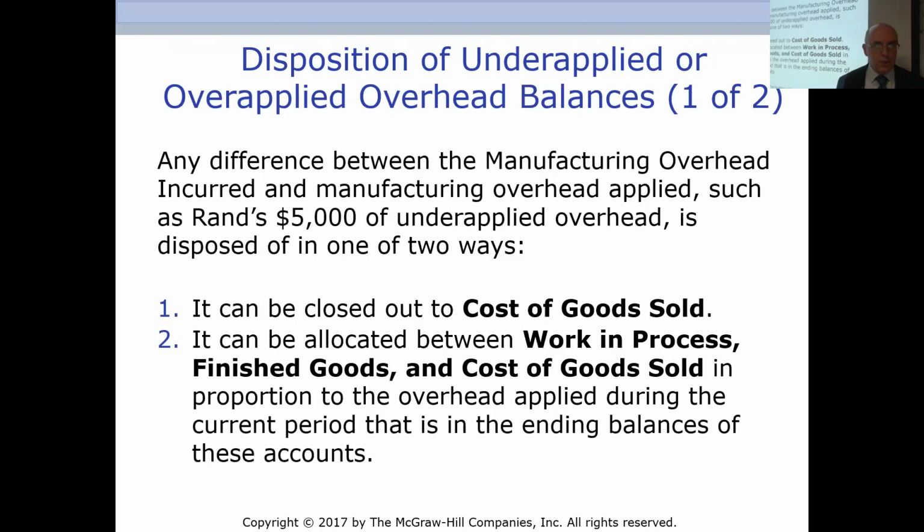So any difference between the manufacturing overhead incurred and manufacturing overhead applied, such as Rand's 5,000 of underapplied overhead, again, the difference between the 90 and the 95, going back to that example. What do you do with that 5,000? There's two ways you can deal with that 5,000. Which way did the author say we're going to use in this course? Did you say we're going to take it directly into cost of goods sold? I think that's what I heard you say.